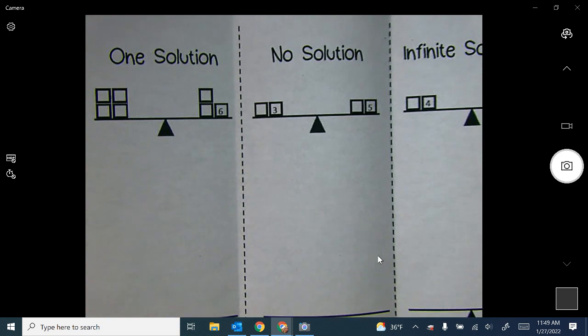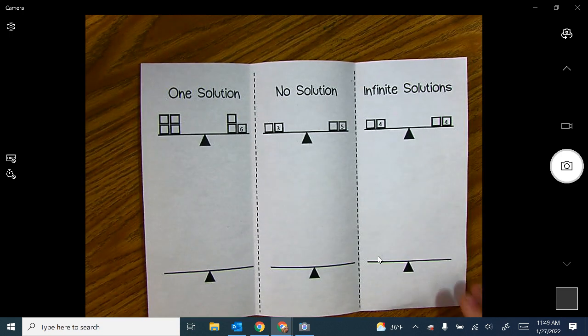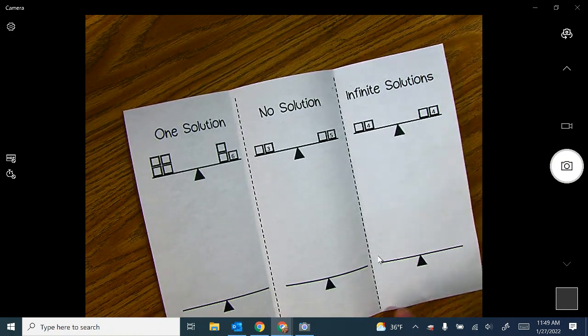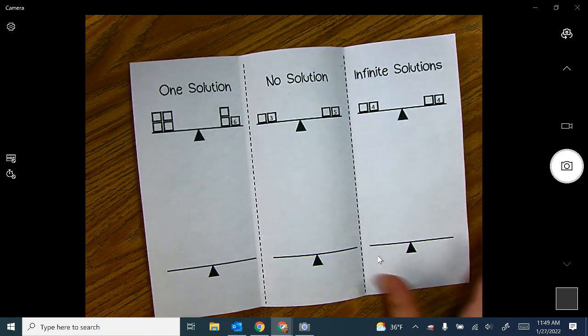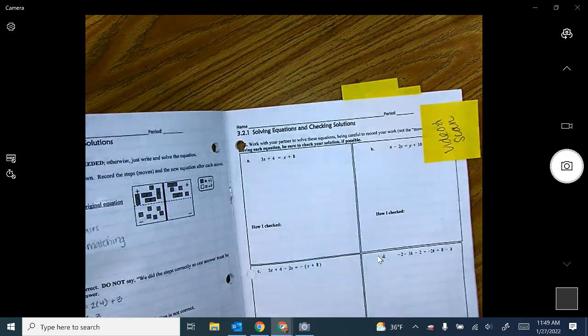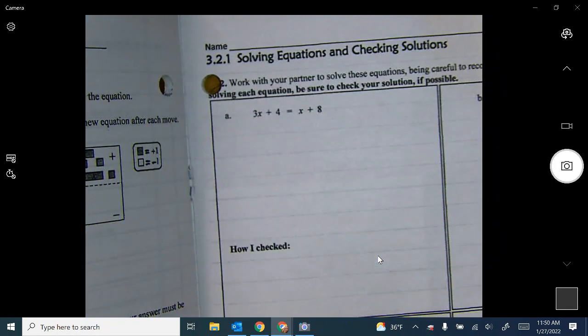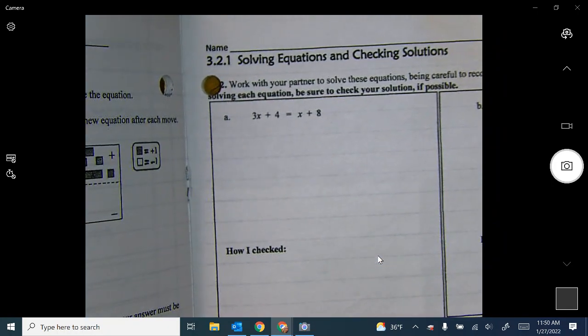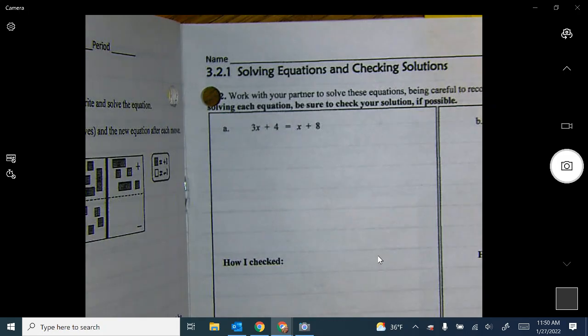Hey guys, today we're going to be going over this foldable that we did in class today, January 27th, a Thursday, about the special cases. So if you remember, we've been going over equations like this, 3x plus 4 is equal to x plus 8, and we've been doing our legal moves to try and solve for x.